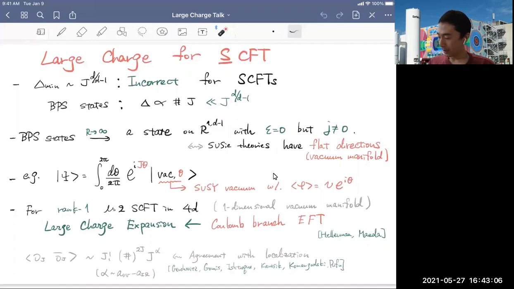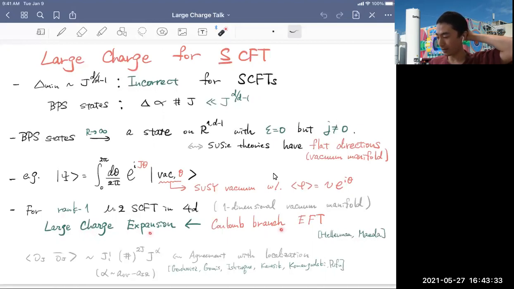Okay, and for rank 1, N=2 superconformal field theory in 4 dimensions, which has a 1-dimensional vacuum manifold, this idea of relating the BPS states to the vacuum manifold was made very explicit. In particular, in this paper, they show that you can actually perform the large charge expansion based on the Coulomb branch effective field theory.